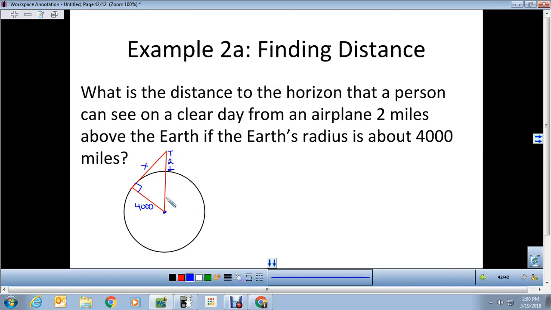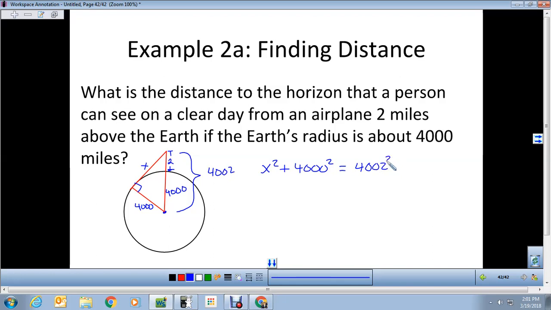Now the distance from here to here is also the radius, so that's also going to be 4,000 miles. So our hypotenuse is going to be the entire distance of 4,000 plus 2, which is going to be 4,002 miles. So next, we have 2 sides of a right triangle, and we're trying to find the third side. So what do we use to find that? That's right, Pythagorean theorem.